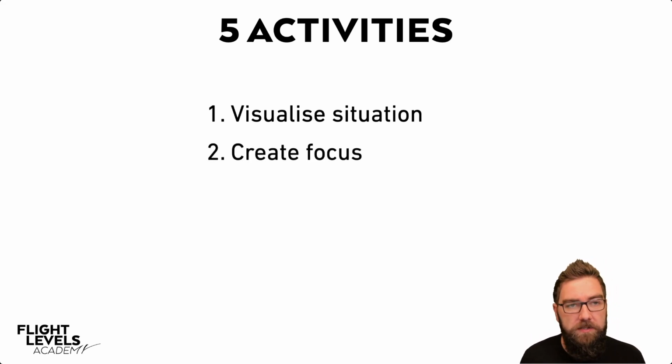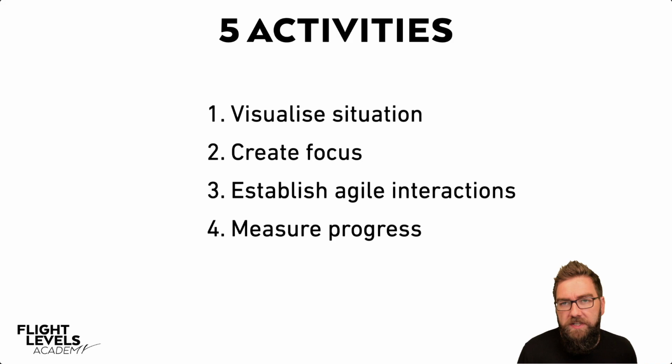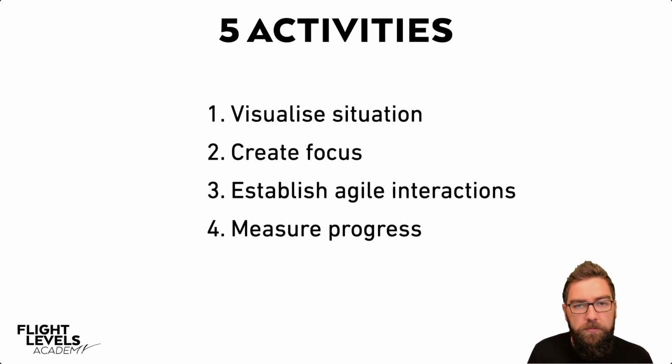Second, we need to be able to create focus. This is really about being clear on what the most important things to do are, so that we can resolve some of the dependencies and scheduling challenges that we may have between the teams, departments, and functions within an organization. Third, we need to establish some kind of agile interactions between the layers within an organization and between multiple areas of the team. Fourth, we need to measure progress, because of course we want to be able to tell if the things that we are making changes to are actually making improvements, but also which parts of what we're doing are already working quite well.